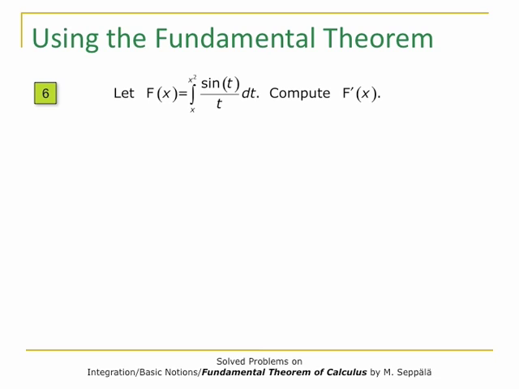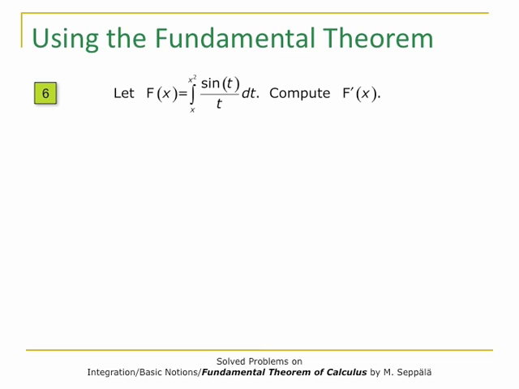The function sine of t divided by t is undefined when t equals 0. Setting its value to be 1 when t equals 0 gives us a function which is defined everywhere and which is continuous everywhere.